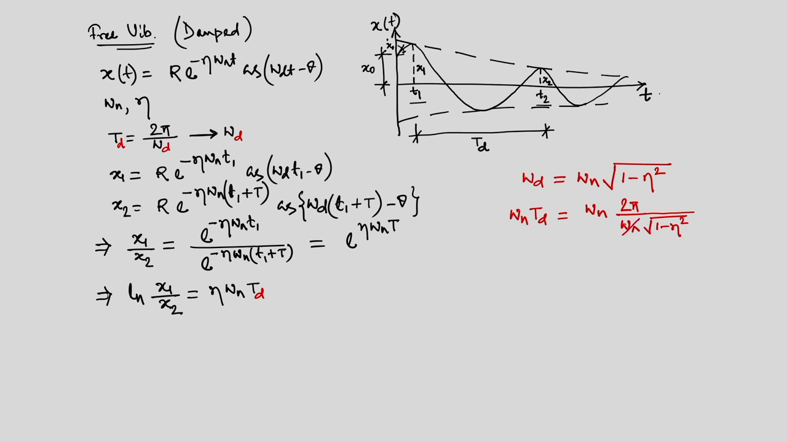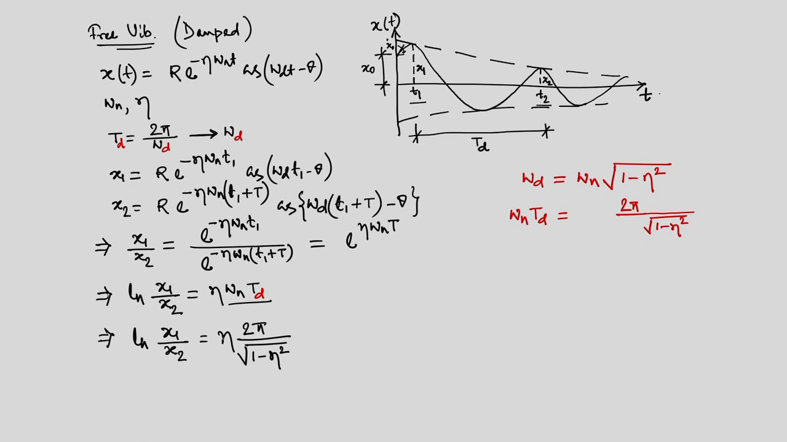So, this omega n will get cancelled. So, ultimately what we are left with is omega n times t d is equal to 2 pi by square root of 1 minus eta square. So, if we put in this expression, what we have is ln x 1 by x 2 will be equal to eta, in place of omega n times t d we have 2 pi divided by square root of 1 minus eta square.